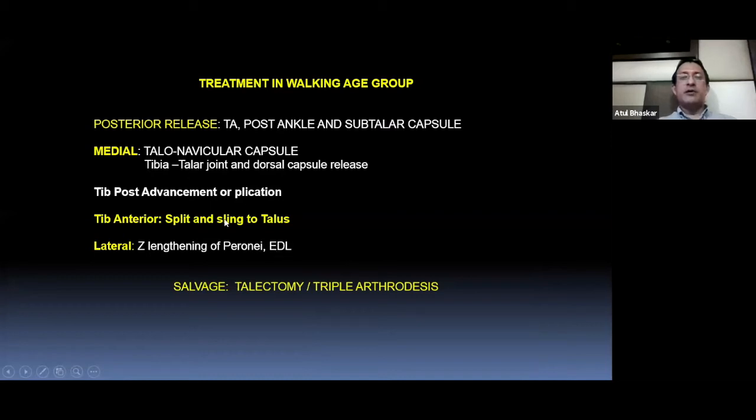So these are what is called an a la carte release. You have to do a posterior release, you have to do a medial release, and you have to do a tibialis posterior plication for an older child. The sling technique is not very popular. It is only done for recurrent vertical talus, and Z lengthening is done for cases where you have not done serial plasters and they come to you fresh, where the lateral structures are tight. So this is the technique for soft tissue release.